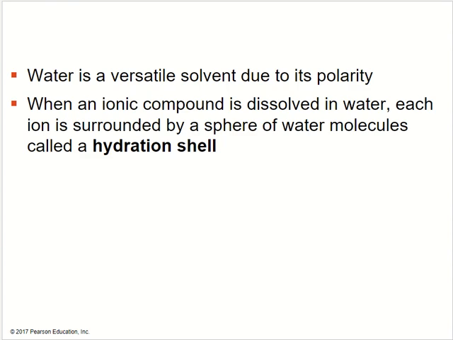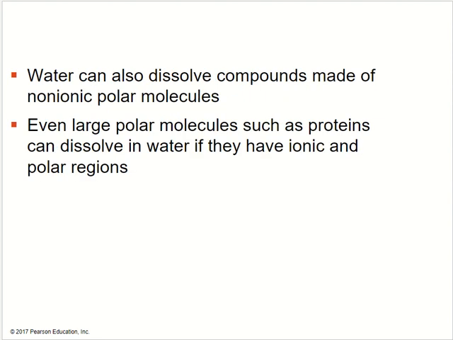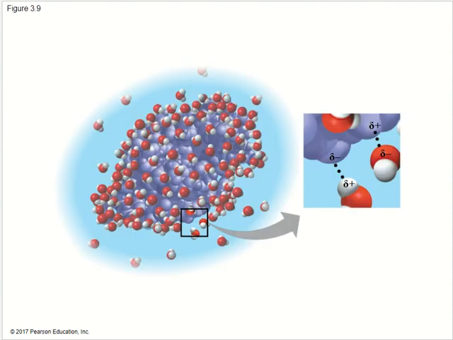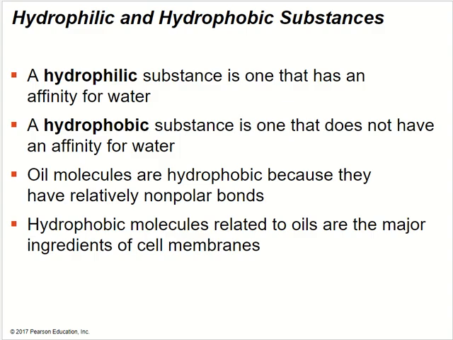Water is a versatile solvent due to its polarity. When an ionic compound is dissolved in water, each ion, the positive cation and negative anion, is surrounded by a sphere of water molecules called a hydration shell. Water can also dissolve compounds made of non-ionic polar molecules. Even large polar molecules, such as proteins, can often dissolve in water if they have ionic and polar regions, or regions with charge and regions with partial charge.